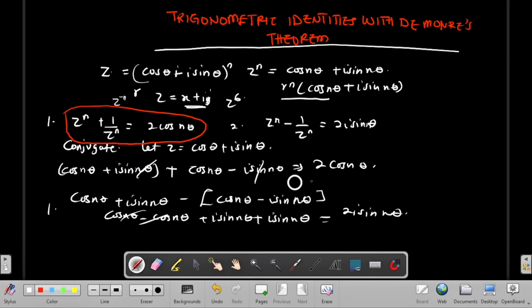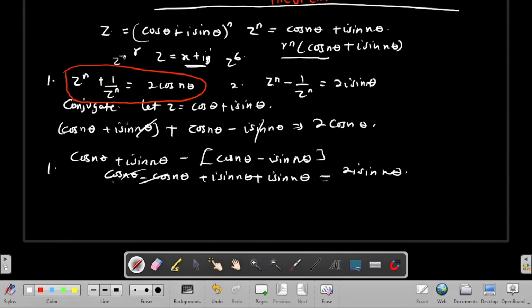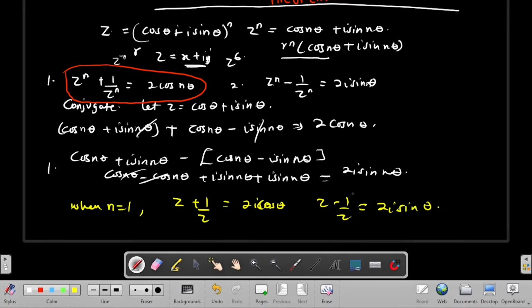So these are the two identities proving why we have this. Let's look at the special case scenarios. For the special case scenarios, when n is equal to 1, you are going to have z plus 1 over z is equal to 2 cos theta. Then z minus 1 over z is equal to 2i sine theta. So these are the two special case scenarios, okay?